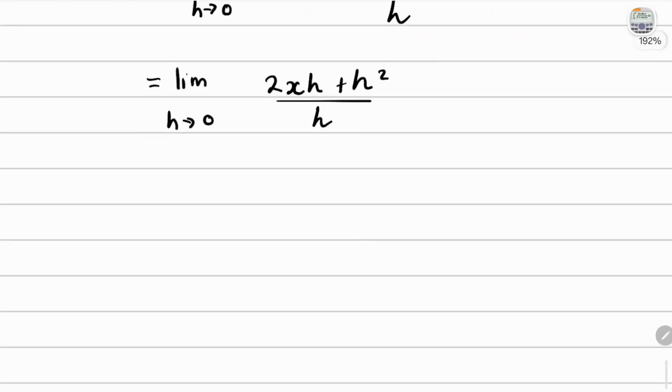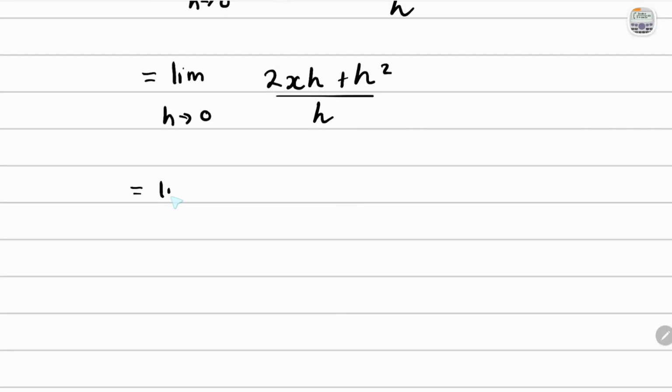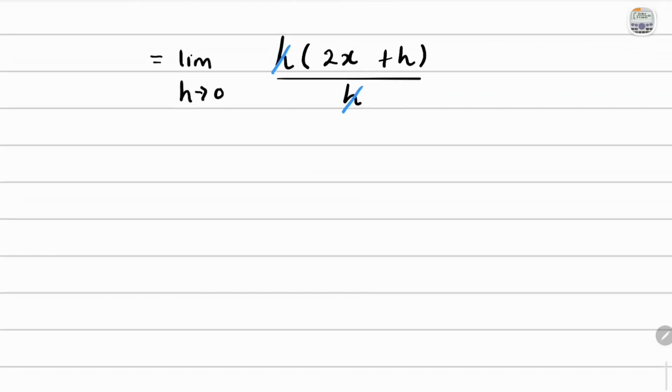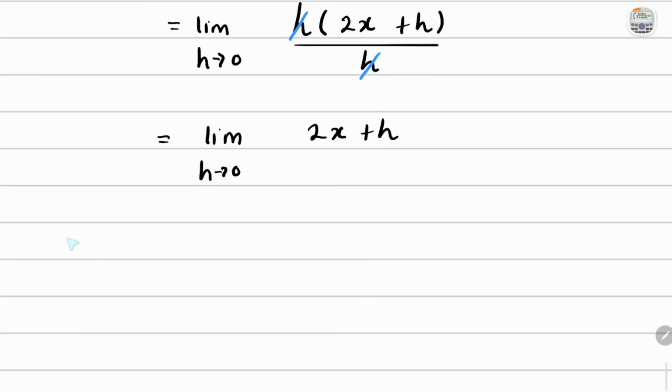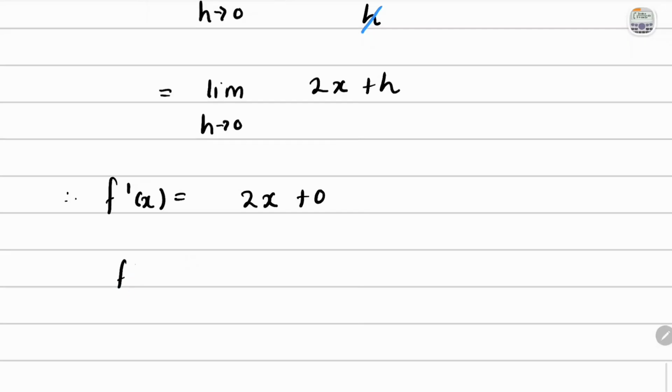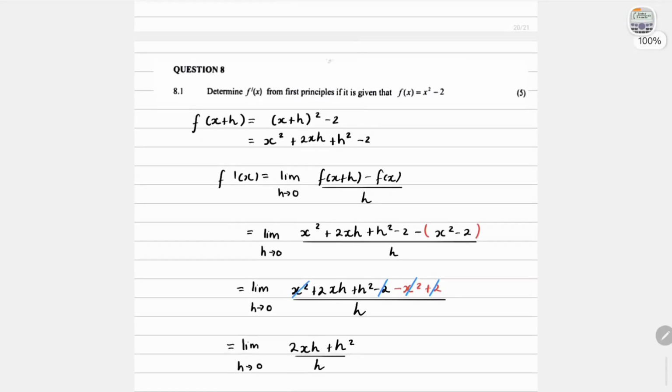And you see now that we can take h out as a common factor. So the limit as h approaches 0, and we have h out as a common factor. So 2x is left, and then plus h and all over h. And now those two h's cancel. Now we don't have that problem of the denominator becoming 0 anymore. So the limit as h approaches 0, I'm just going to represent it one more time like that. And now we can finally substitute. So f prime of x is finally equal to 2x, and then in place of h, we substitute 0. So this is equal to 2x. Okay, that is the gradient of that function.